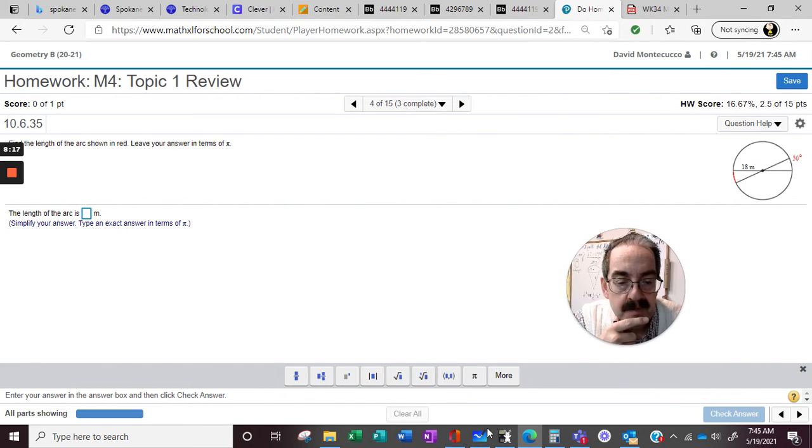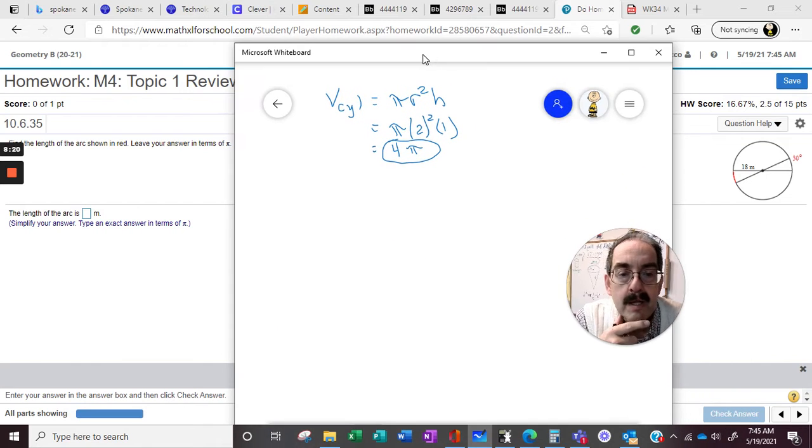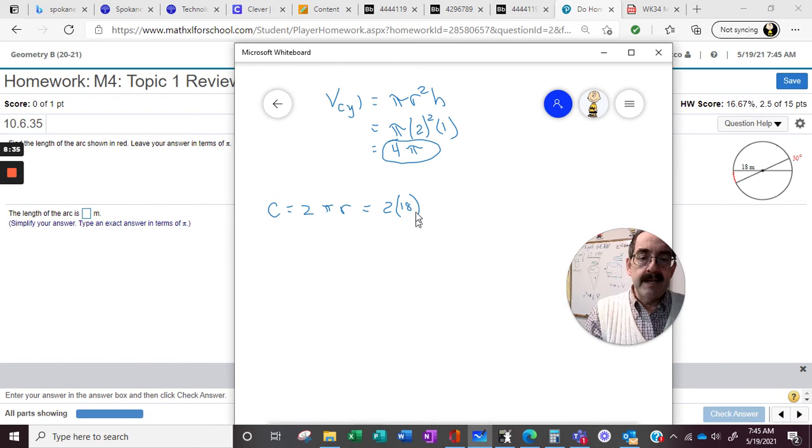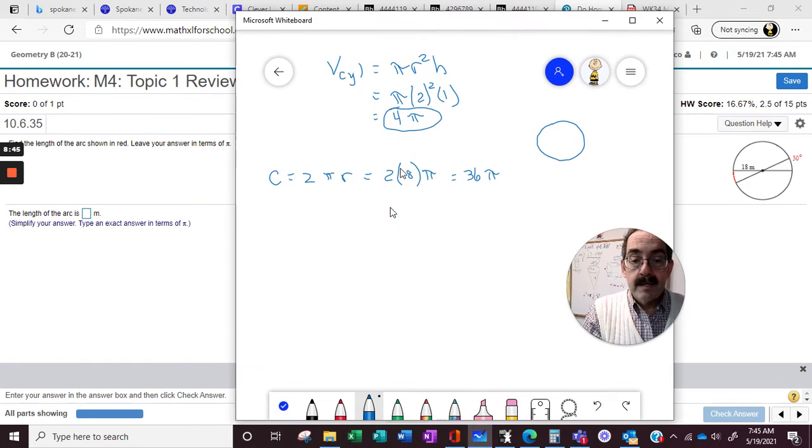So this one is just going to be 2 pi r. So in this case, the circumference is 2 pi r. Now I'm going to say the 18 is the radius. If you say it's different, that's okay, because 18 could be the whole diameter. But I'm going to go 2 times 18 times pi. So I have 36 pi is the whole circle. But we only want 30 degrees of the whole circle.